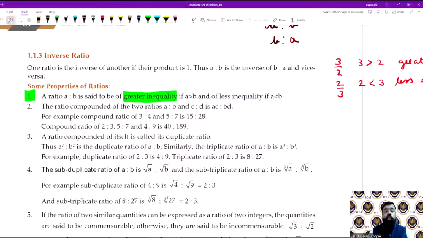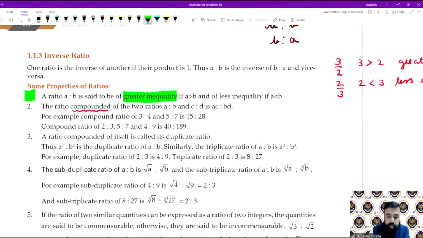Second one, the ratio compounded of two ratios. Now we have to do the compounding. Do you understand the meaning of the term compound? You might have read in your lower classes as well in science. Compound means it is a combination of a few elements, few items, few terms. So here also it is ratio compounded. That means if there are two ratios, we can combine them to make a single ratio.